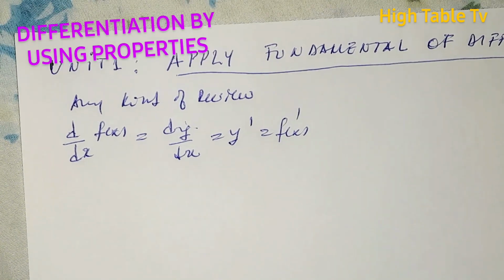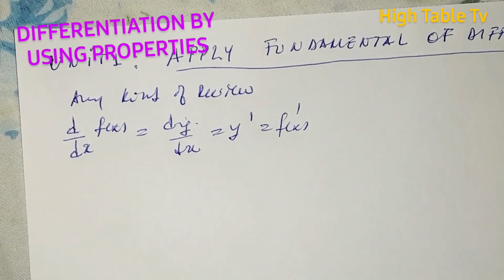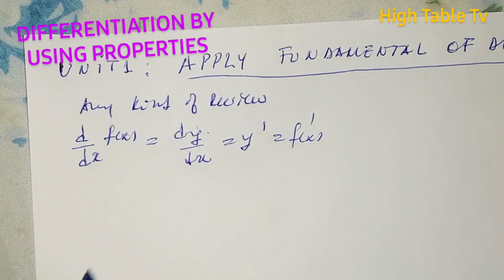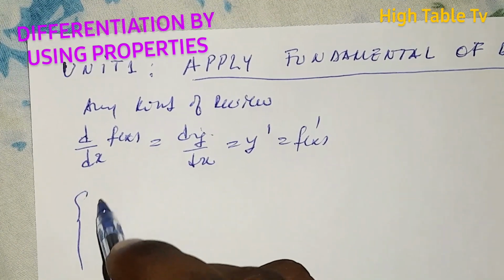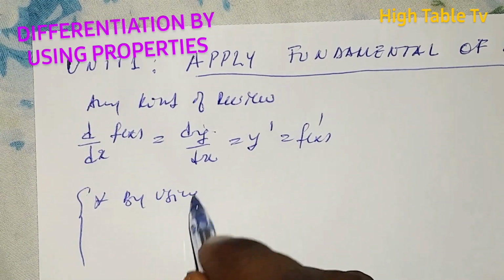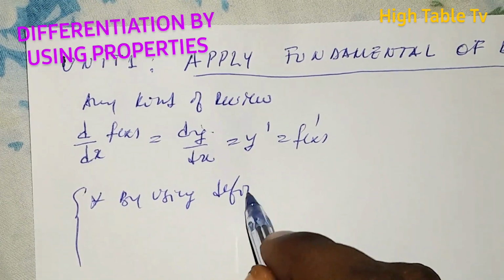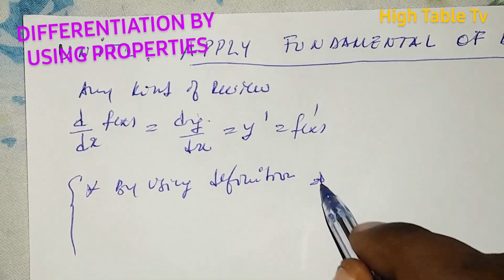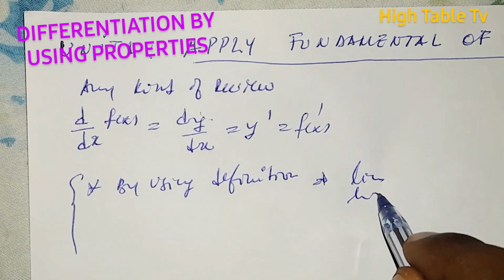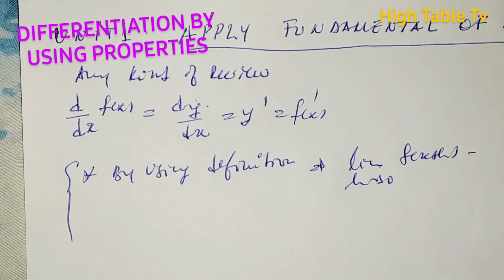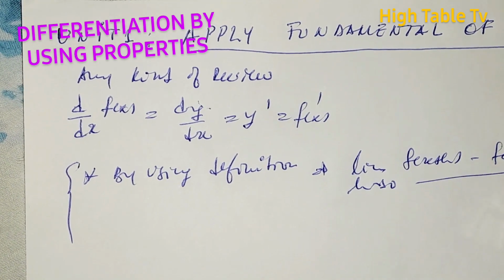Then for this revision, we have seen that you can make the differentiation by using different methods. The first one is the derivative by using the definition, which is the limit as h tends to 0 of (f(x + h) - f(x)) over h.